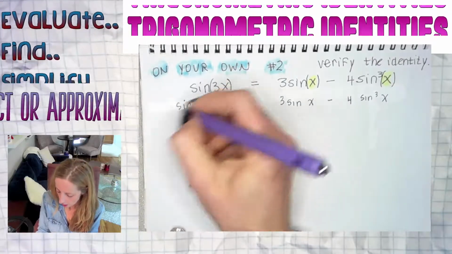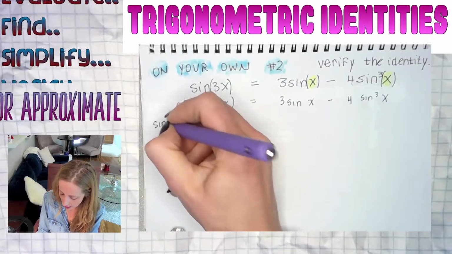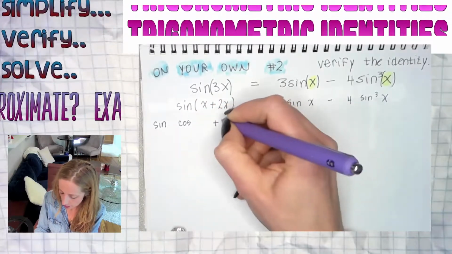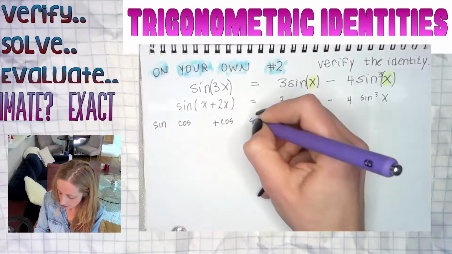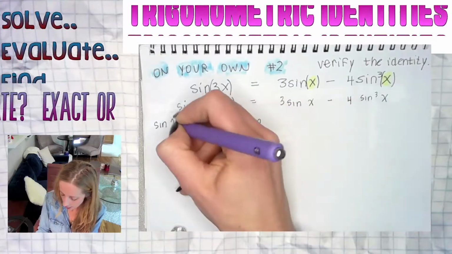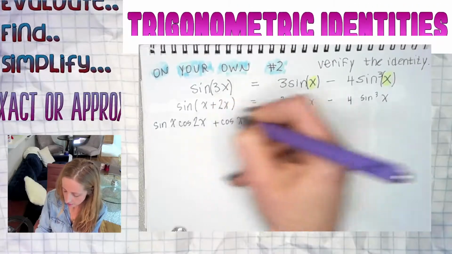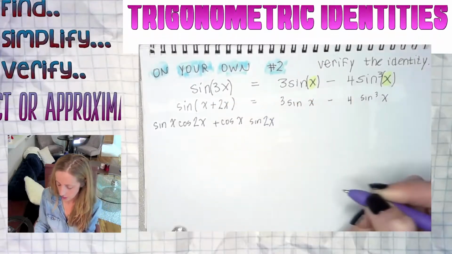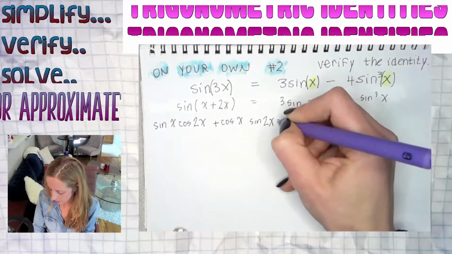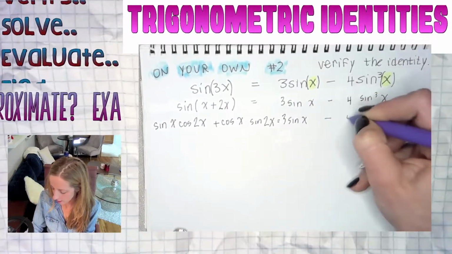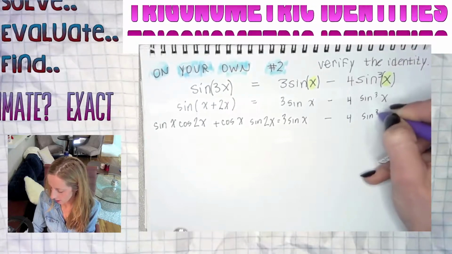So doing what I just described, sine alpha cosine beta plus cosine alpha sine beta. Alpha is x and the beta is 2x. So there we go. That's my third step, equals still 3 sine x minus 4 sine cubed x.